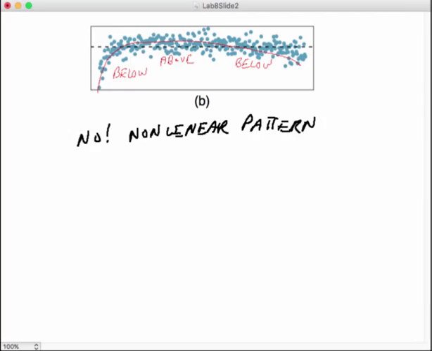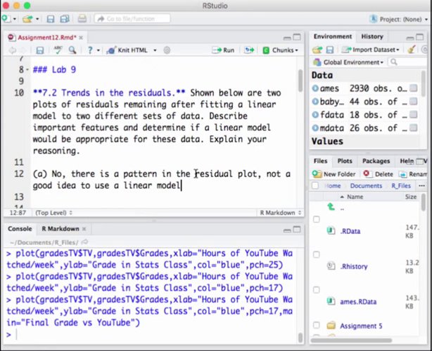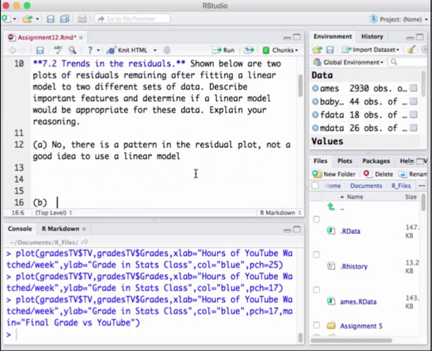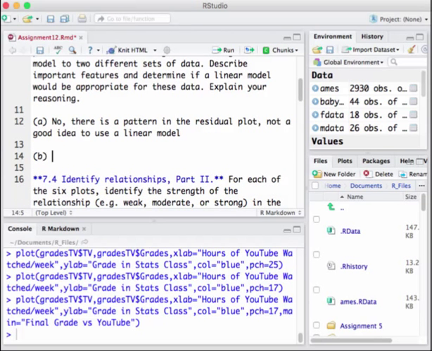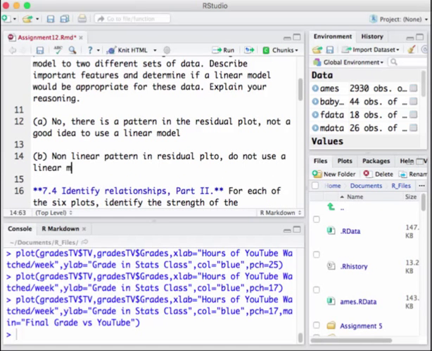Okay, so again, we're going to go ahead and type this up in our RStudio file, or RMD, that we've built to do our homework here. So let's say we'd come down and say, non-linear pattern in residual plot. Do not use a linear model. So it doesn't mean that there is no relationship or association between the variables. It's just it's not a linear one.